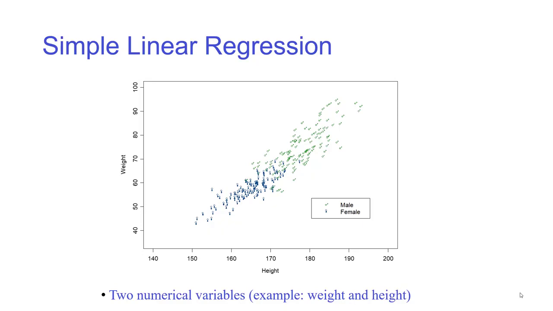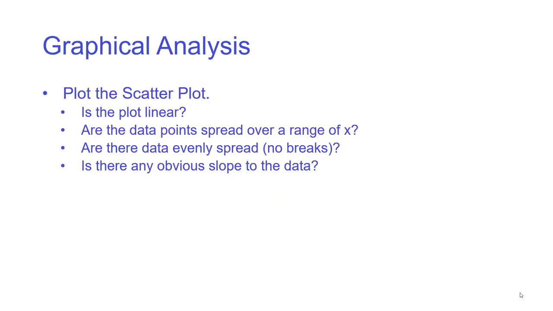So simple linear regression such as this, I've got height and weight, I've got men and women with different colours and shapes, and it shows that as your height increases, so does your weight, because roughly you're kind of like a cylinder. So this is the first thing you need to think about before you do any of the calculations in a regression. You need to plot the scatter plot.